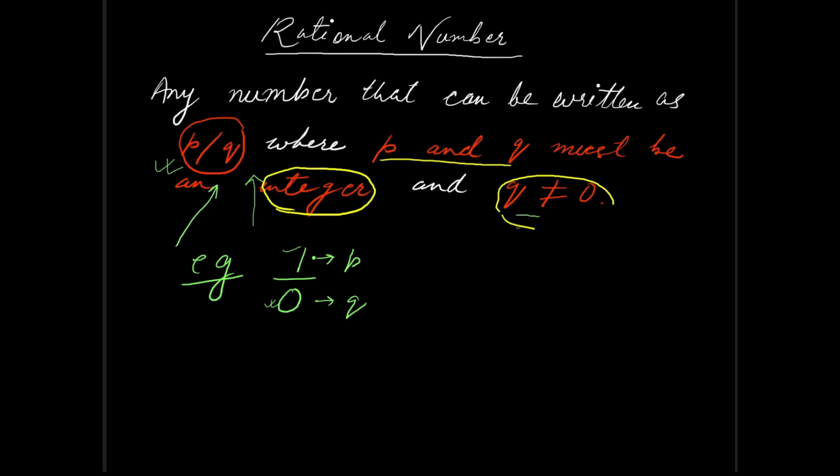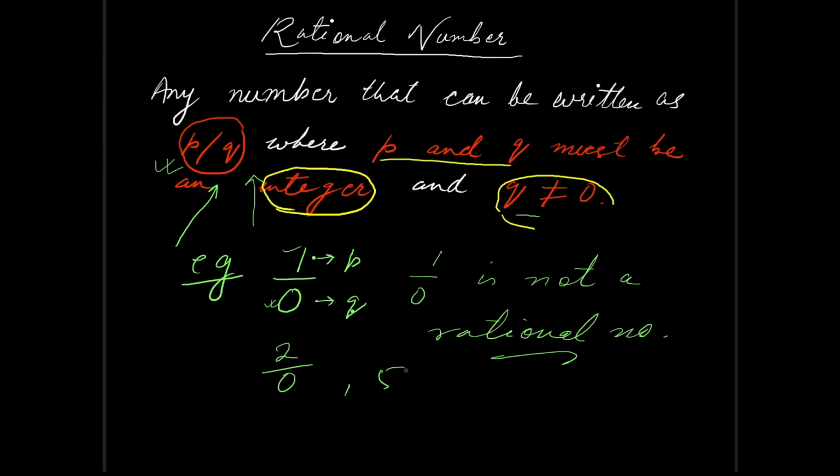Let's check the third condition, which says that q must not be equal to 0. But here we have q equal to 0. So this means that 1 upon 0 is not a rational number. Similarly, we can say that 2 by 0 is not a rational number, and 5 by 0 is not a rational number.